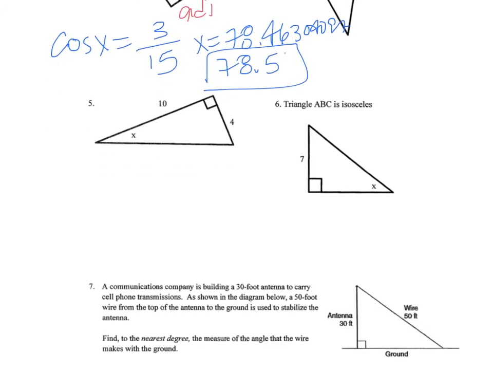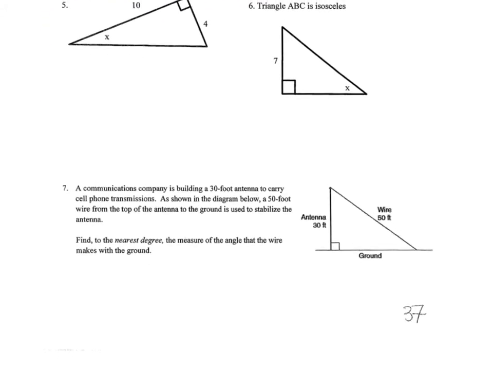We're going to skip down to question number 7, a word problem. A communications company is building a 30-foot antenna to carry cell phone transmissions. A 50-foot wire is shown.